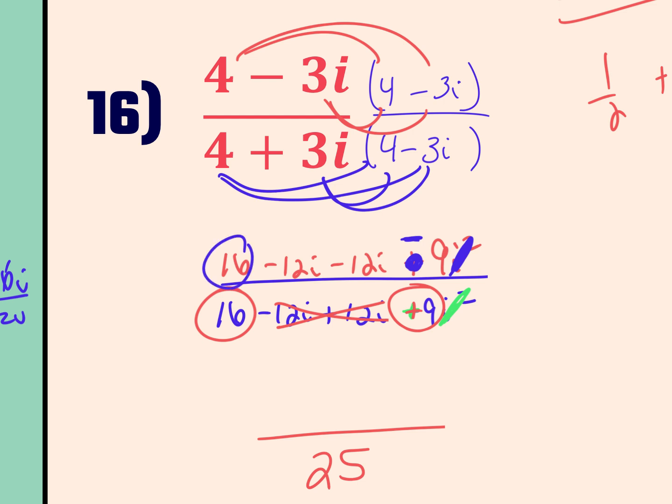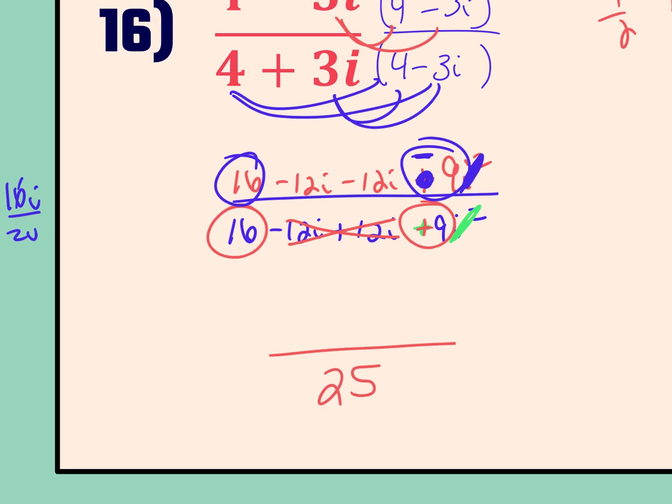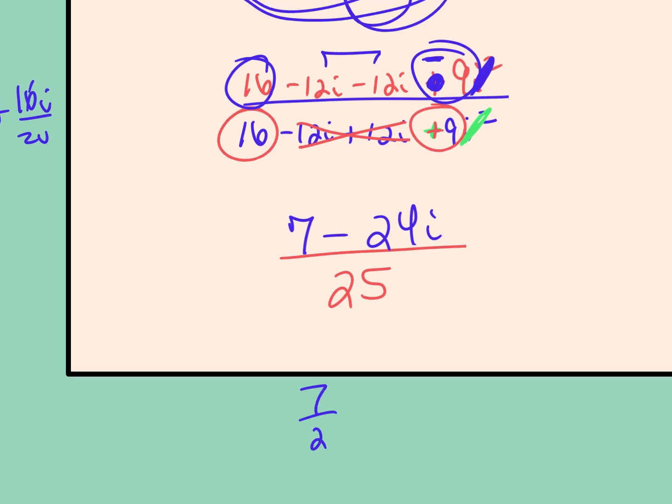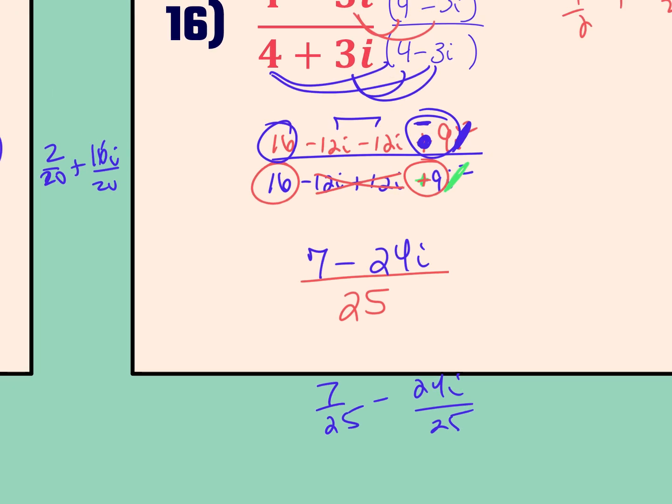But I have now 16 minus 9, which is 7. And then negative 12i, negative 12i. Negative 24i. Perfect. Can I write the negative 24i first? No. You absolutely cannot. WebAssign might want 7 over 25 minus 24i over 25. We are fine on your test or quiz to leave it like that. All right, that's it. We're done.